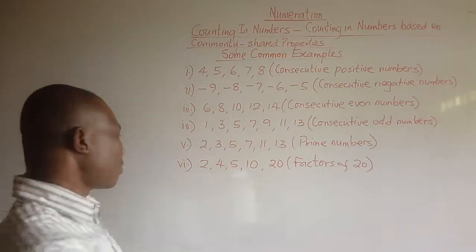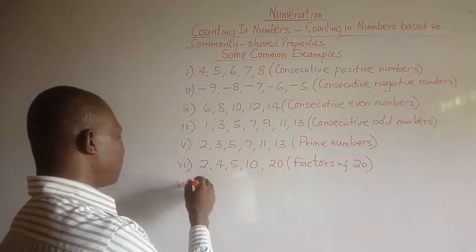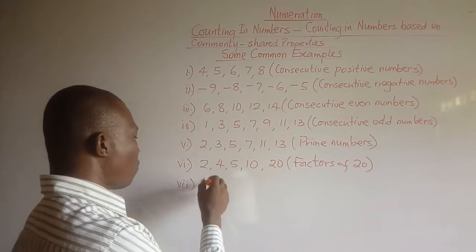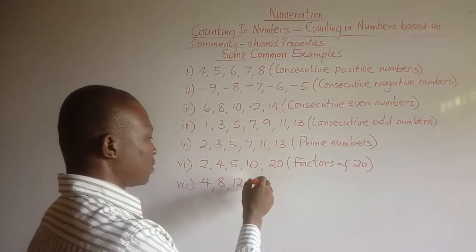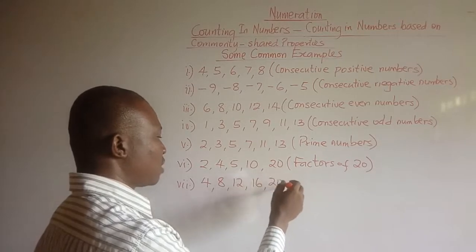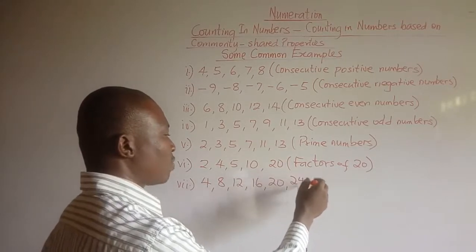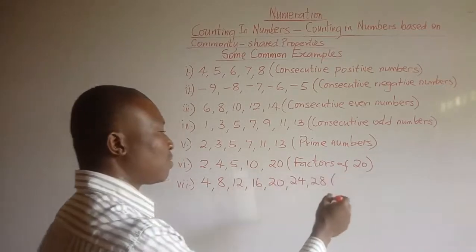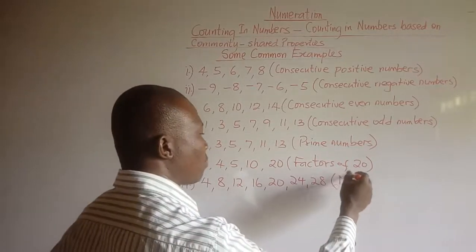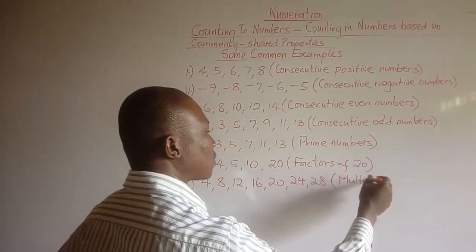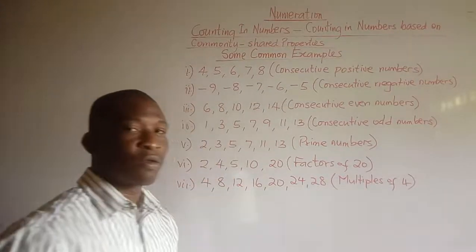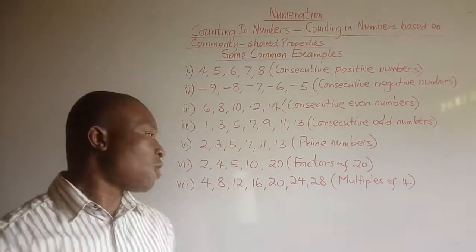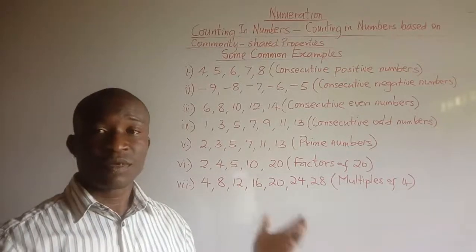Okay? We can also have 4, 8, 12, 16, 20, 24, 28. These numbers are multiples of 4 because 4 can divide each of them exactly.